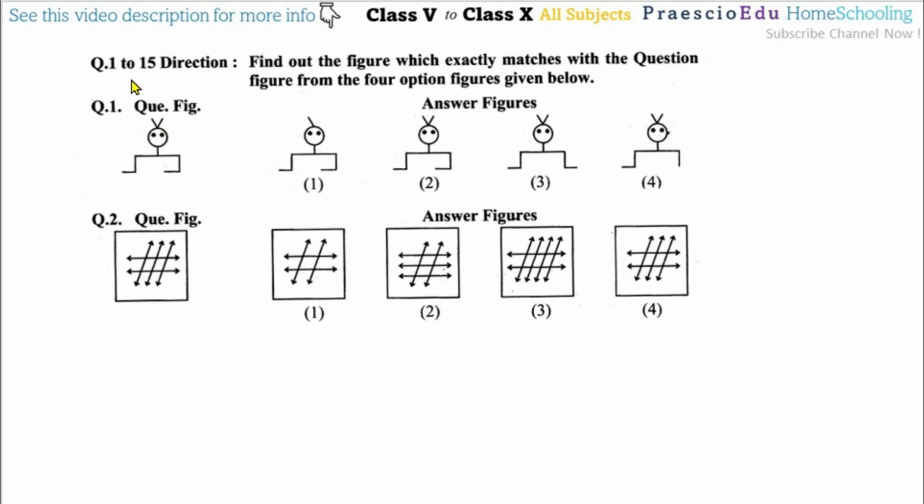So there are a total of 15 questions. So common directions are there. Find out the figure which exactly matches, means similar figure, with the question figure from the four option figures given below. Means these are the four options given and this is the question figure. So the same figure, where is it maintained, in which answer or in which option, or we can say in which alternative in the answer figures. That we have to observe.